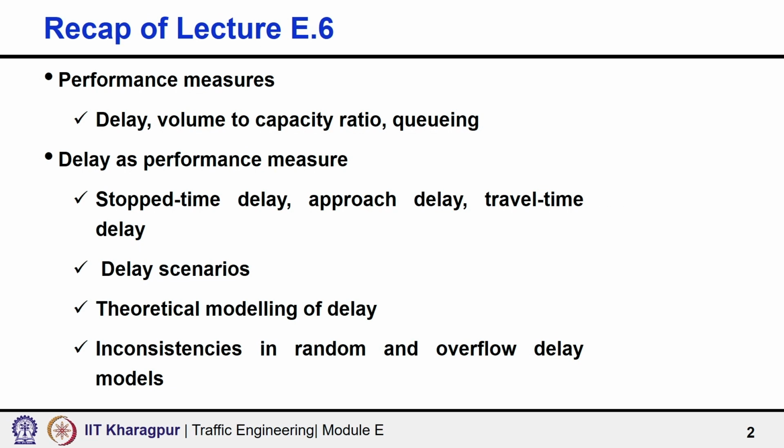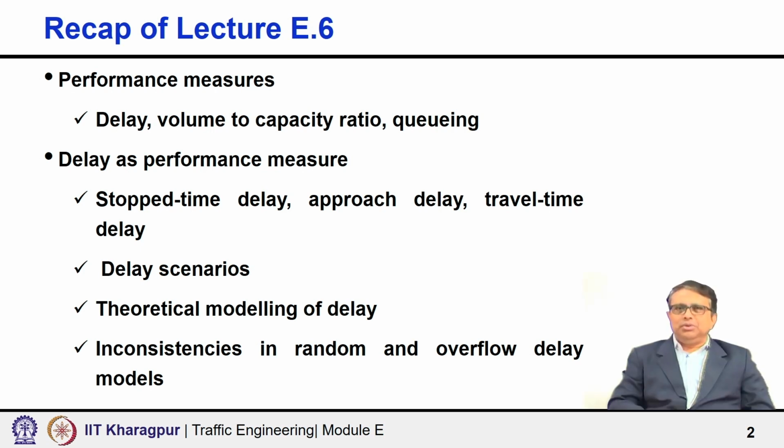In Lecture 6, I mentioned various performance measures, for example, delay, volume to capacity ratio, queuing, and then discussed in detail delay as a performance measure. I mentioned stop delay, approach delay, travel time delay, and also discussed various delay scenarios, theoretical modeling of delay, and why the inconsistencies in random and overflow delay models are there and how to overcome that using a different model.